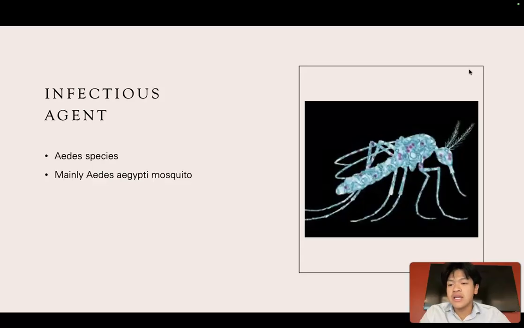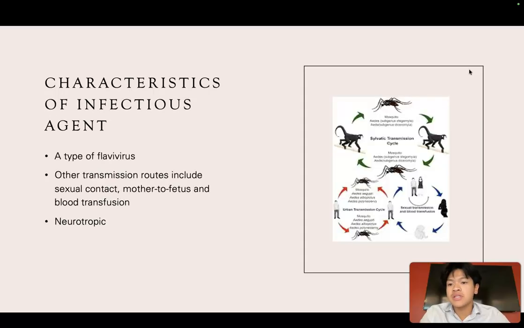So the infectious agent, as I said before, is the Aedes species, and mainly the Aedes aegypti mosquito. Some characteristics of the infectious agent that I do have here is that it is a type of flavivirus, which is generally just any group of RNA viruses. Other transmission routes include sexual contact, mother to fetus, and blood transfusion, which is why pregnant women are at high risk for the Zika virus as well.